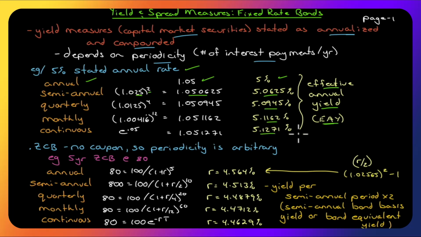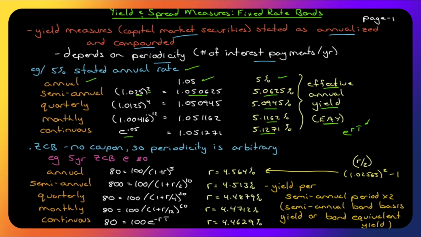If we compound more frequently, look what happens. The yield increases until we get to continuous compounding. That is e. Whenever we continuously compound, it is e to the RT, T expressed in years. Because it's 1 year, the T is 1, so just e to the R. 5.1271.